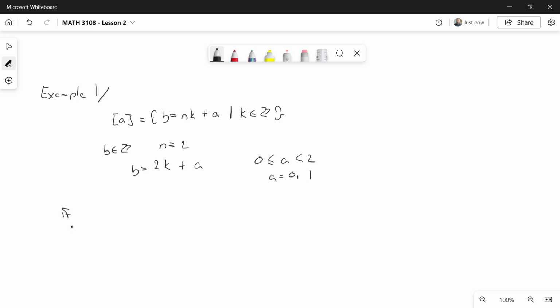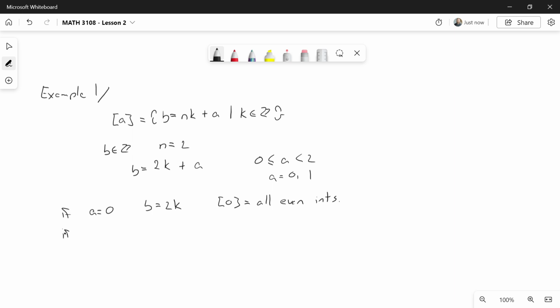We'll go through the only two cases. If A is equal to 0, then what do these look like? Well, this is all B that are equal to 2k. So my congruence class of 0 is going to be made up of all even integers, because for any k in Z, I multiply that by 2, and that's all of my even integers inside of Z.